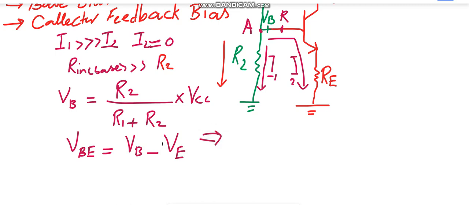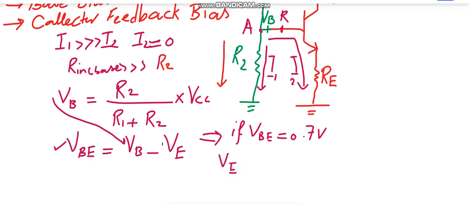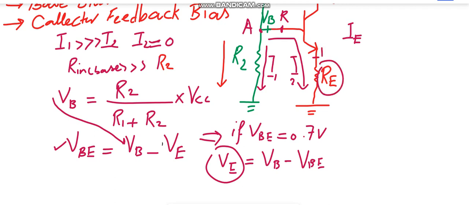This implies that if VBE is equal to 0.7 volts, then you can substitute the value of VB in this expression. You have the value of VBE and you can determine the value of VE. So VE will be equal to VB minus VBE. After determining the emitter voltage, we can determine IE, the emitter current, because we know the emitter resistance and the voltage at the emitter terminal. So we can just apply Ohm's law: IE is equal to VE over RE.